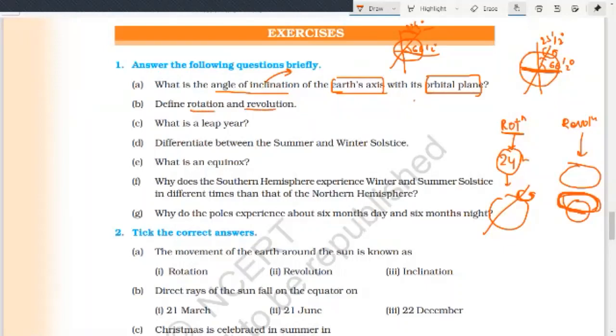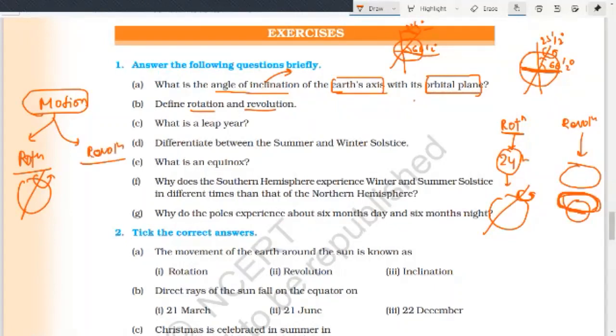Define rotation and revolution. Earth is going through two types of motion. First is rotation around its own axis, from west to east, and another is revolution along its elliptical path around the Sun. So this is rotation and this is revolution.